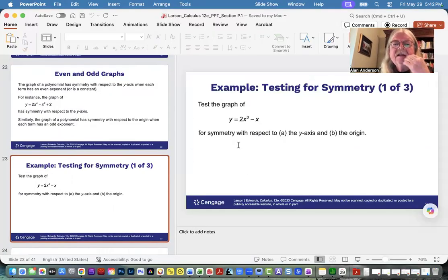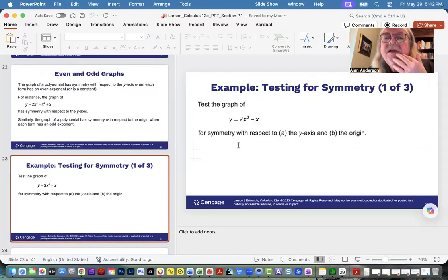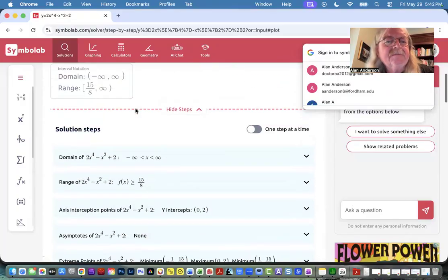Now here, what they've done is they've changed the exponents to odd numbers. Here we have x cubed. The negative x has an implied exponent of 1, which is, of course, an odd number. So what they want us to do is see if this one has symmetry with respect to the vertical axis or the origin. Now, as I just showed you, y equals x cubed is symmetrical with respect to the origin, so chances are this one will be too. Okay, so let's take a look. 2x cubed minus x.